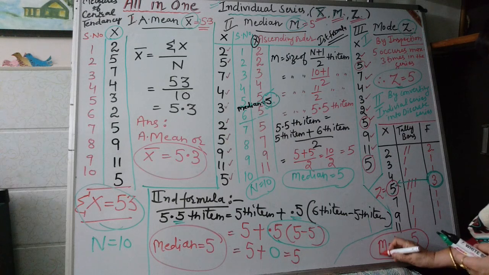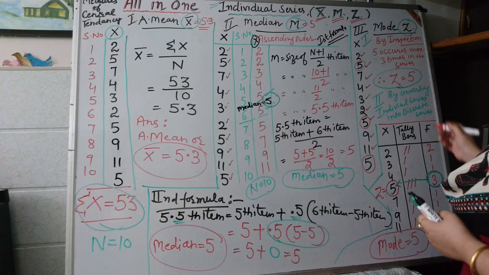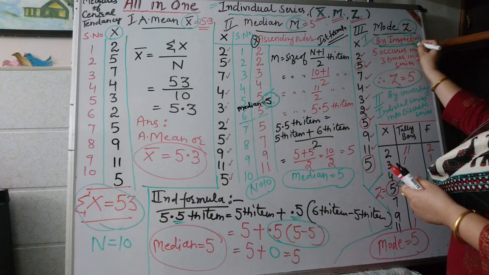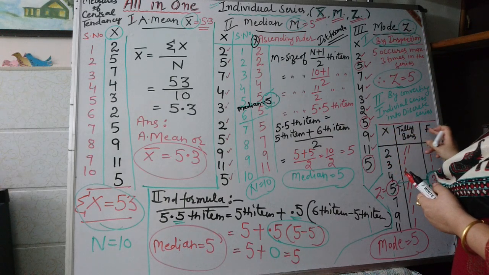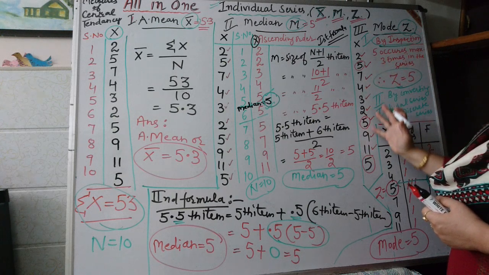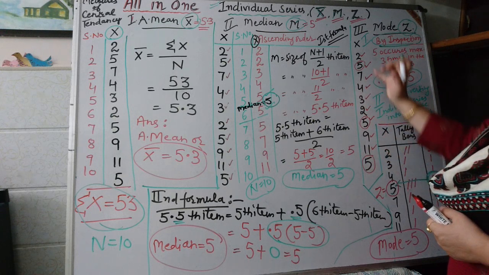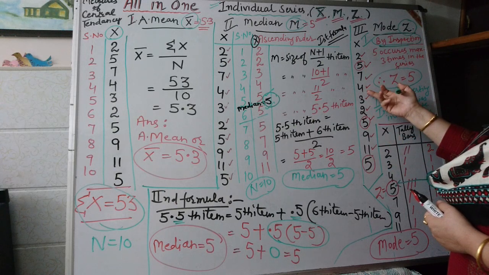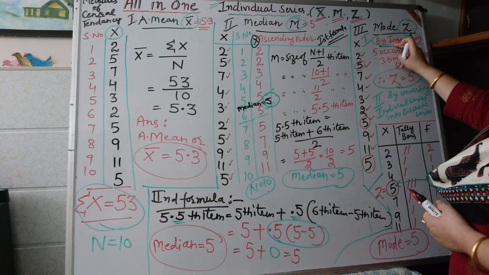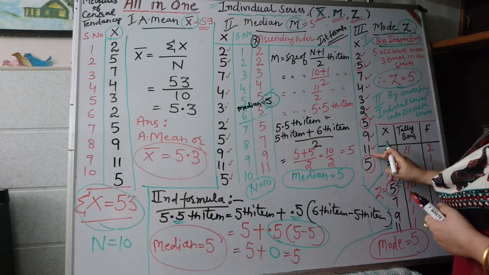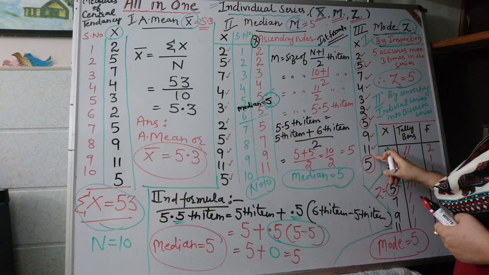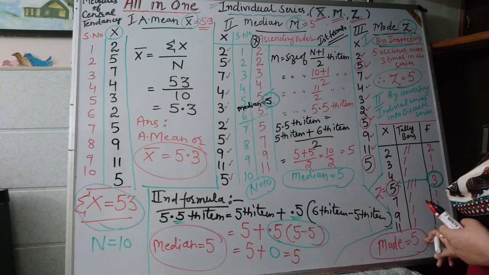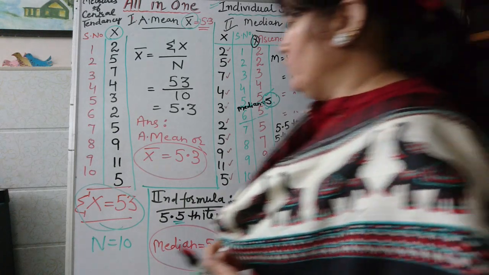So in an individual series we can calculate mode by two methods: number one, the inspection method, or by converting the individual series into a discrete series. If the calculations are lengthy, we can use tally bars. Here calculations are less, so we can easily calculate the value of mode by the inspection method. But if values are more than 100, then we have to prepare tally bars and only then can we find the value of mode.